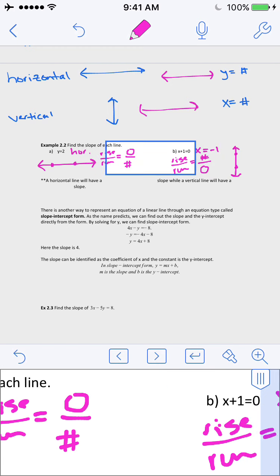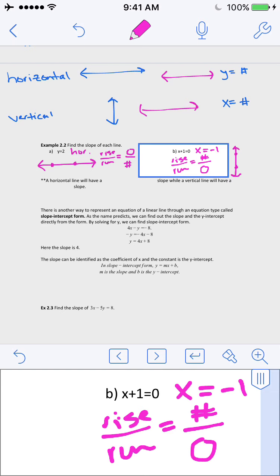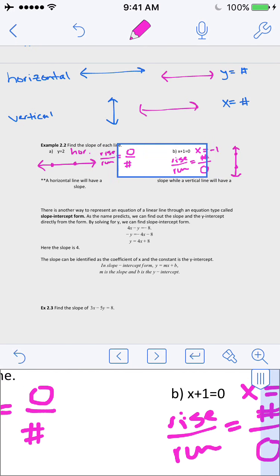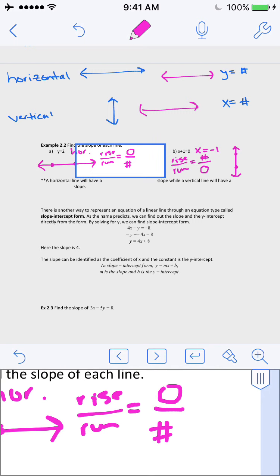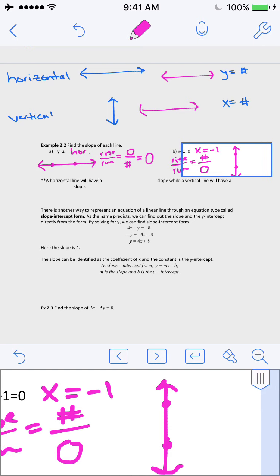Now, which one of these is legal? Which one of these am I allowed to actually compute? If I had 4 over 0 or 0 over 4, which one of these 2 slopes would actually make sense? That's right, the first one, right? You can divide 0 by anything. This one is okay. This one would just give you a slope of 0. However, this one, you can't divide by 0. So this one is what we call undefined. Or you'll see it sometimes in your homework as DNE, does not exist.